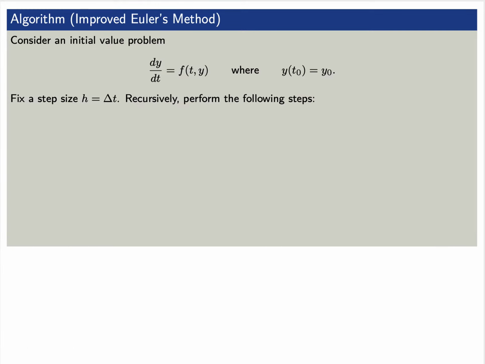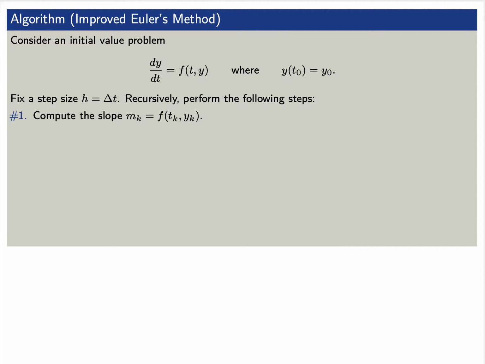Using this concept, we're going to introduce the following algorithm that we'll call the improved Euler's method. Say that we have an initial value problem coming from a one-dimensional system, dy/dt equals f of t, y, where y of t0 equals y0. Fix a step size h and recursively perform the following 6 steps.